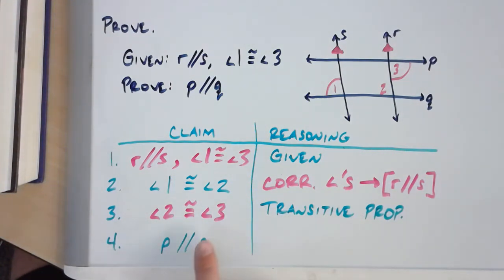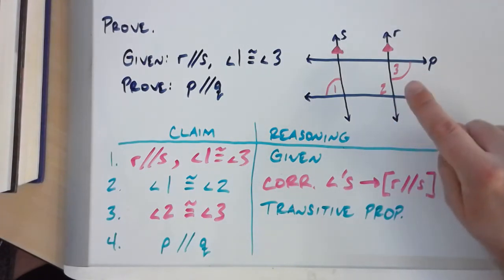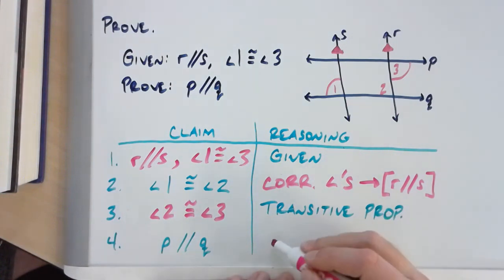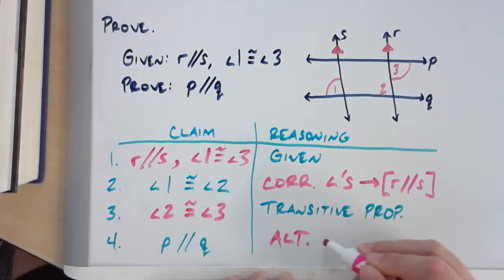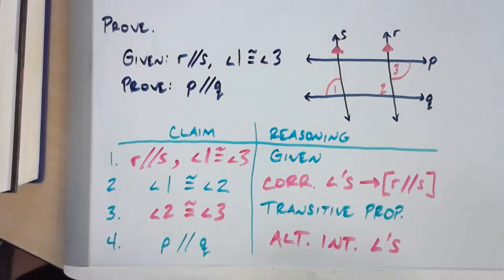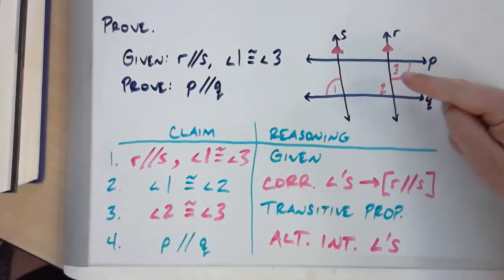So why does that help me here to my final step? Well, if these 2 angles match, these are what we call alternate interior angles. These are alternate interior angles of the lines P and Q. Because these are alternate, diagonal, and on the inside.